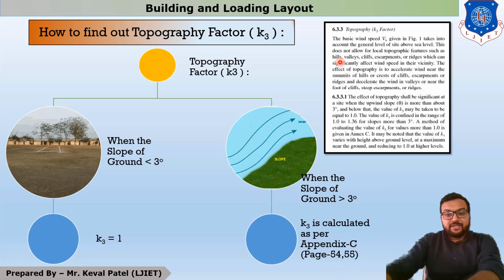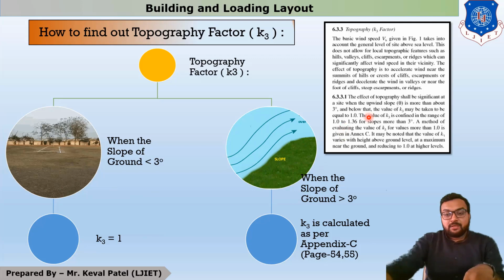Now you can see that on clause number 6.3.3.1 it is clearly mentioned that the effect of topography shall be significant at a site when the upwind slope is more than about 3 degree. If your slope is greater, then the wind effect is greater obviously, but below 3 degree, the value of K3 may be taken as 1. So that's why we have to take it as 1.